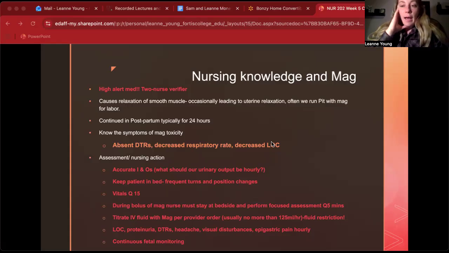What else do we need to do? We need accurate I's and O's. So you need to know what your hourly urine output should be minimally, and that's 30 mLs an hour, right? So why would we have decreased urine output? Because this is affecting our kidney function, right? Preeclampsia, hypertension is affecting our kidney function. We can see decreased urine output with this medication. Magnesium itself can cause systemic dehydration and lead to decreased urine output.